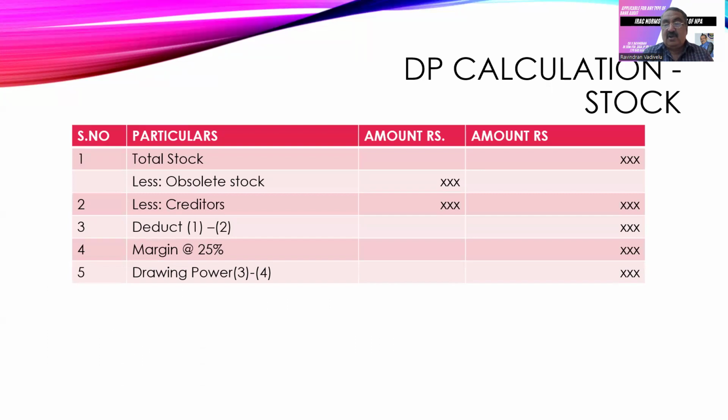Now, there is a tabular column I want to explain. Total stock, less obsolete stock, non-moving stock, dead stock, LC stock, and creditors. So all this you have to deduct, and then that is called the paid stock. From the paid stock, deduct the margin of 25%. Then that comes to the drawing power.